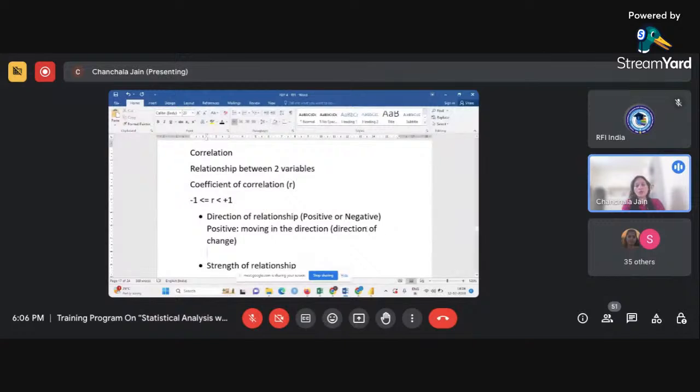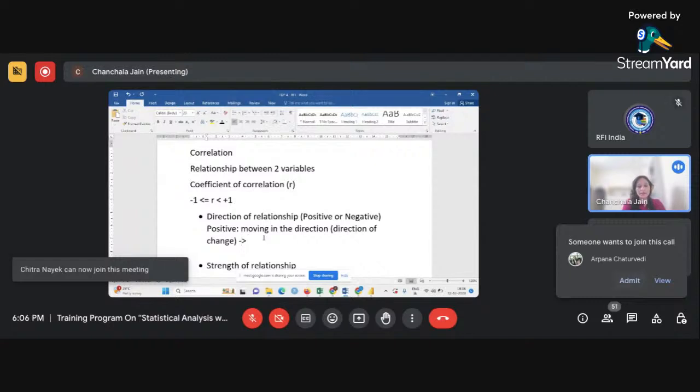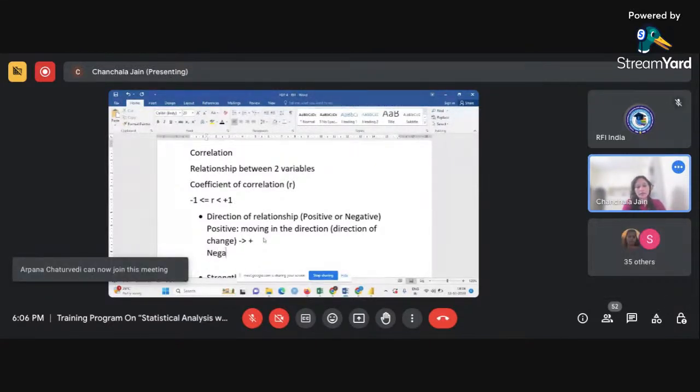Now positive correlation we can indicate by the positive sign or the plus sign. This is what we are representing by the plus sign. Then talking about negative correlation means when the variables are moving in the opposite direction.